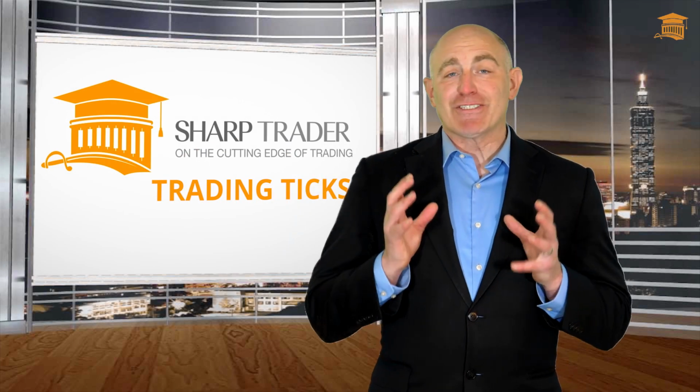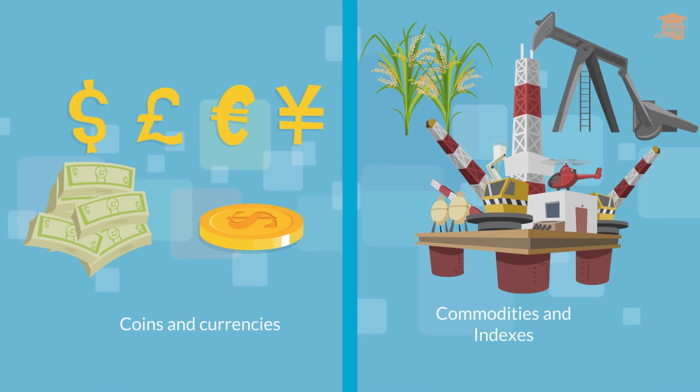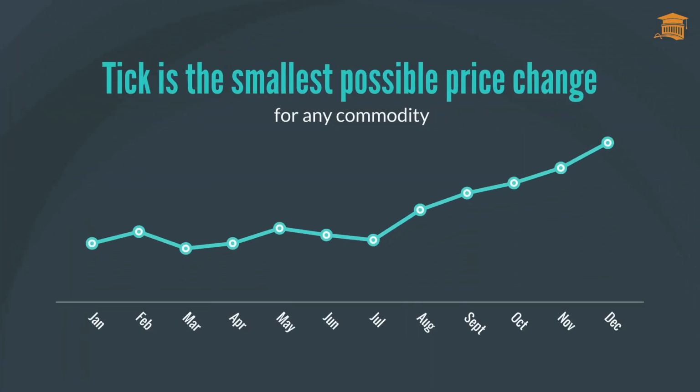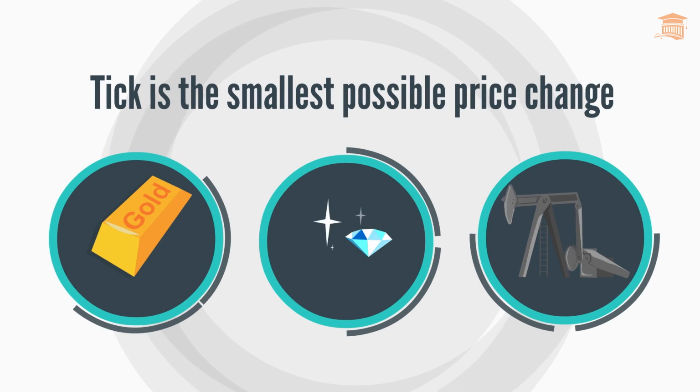If currency pairs are measured in pips, commodities and indexes are measured in ticks. Like a pip, a tick is the smallest possible price change for any commodity or index-based instrument. And like pips, the value of a tick will be different for each instrument.